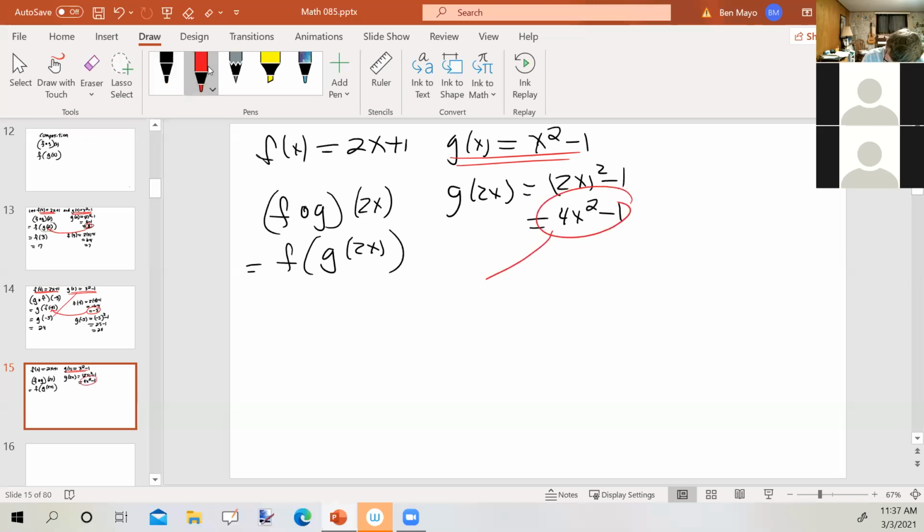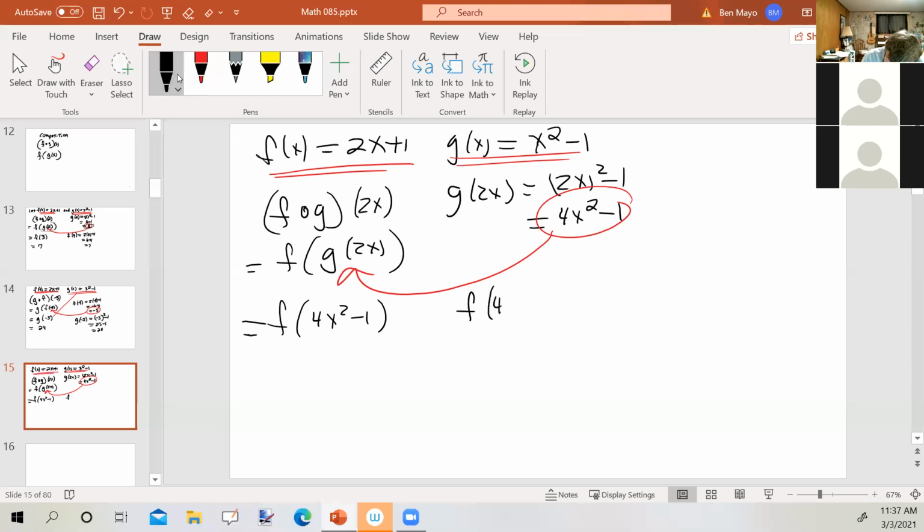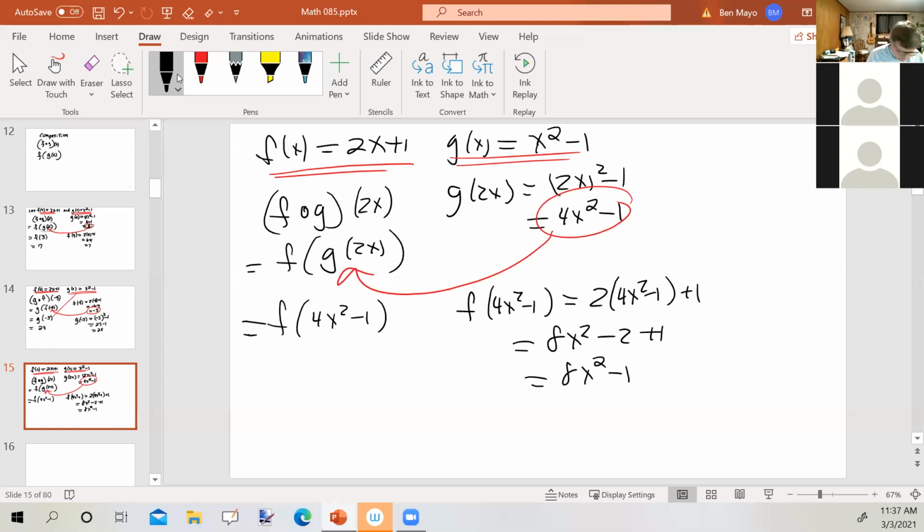So that's going to go in the place of G of 2x. So now we've got F of 4x squared minus 1. So now we're going to evaluate that in the F of X function. So F of 4x squared minus 1 equals 2 times the quantity 4x squared minus 1, plus 1, which is 8x squared minus 2 plus 1, 8x squared minus 1.